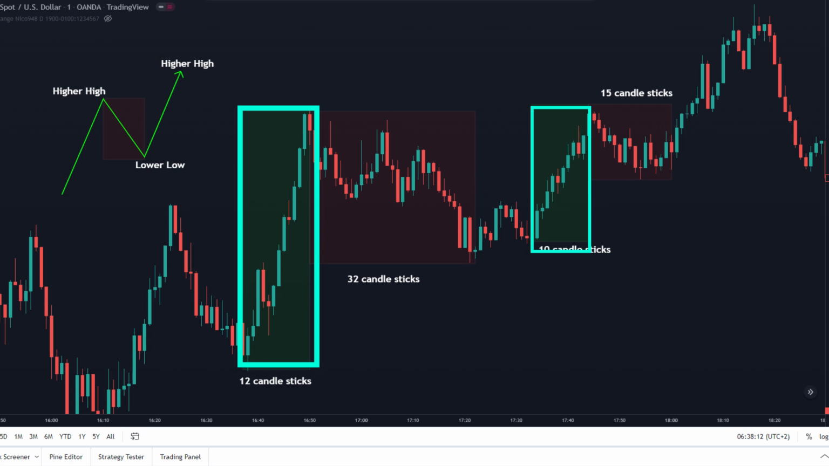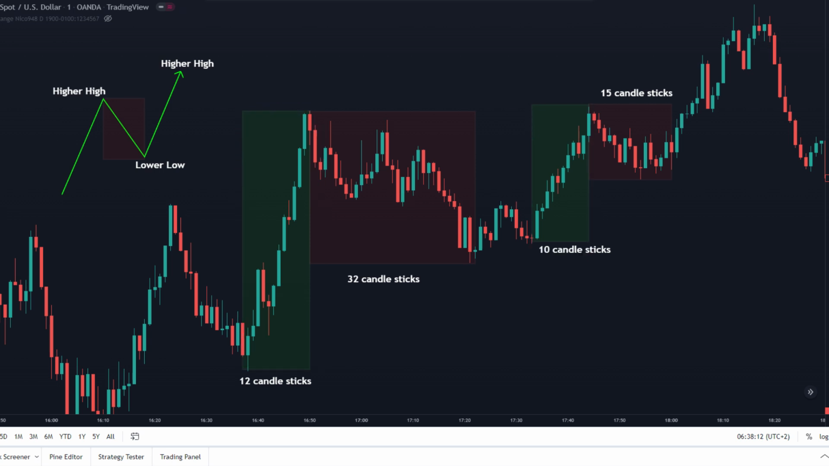And a correction is like a pullback, consolidation, retracement. Damn, there are a lot of names for this now. But the correction is very slow and it goes in the opposite direction of the impulse. From this example we can see that impulse is faster and bullish, while correction is slow and it's going down.